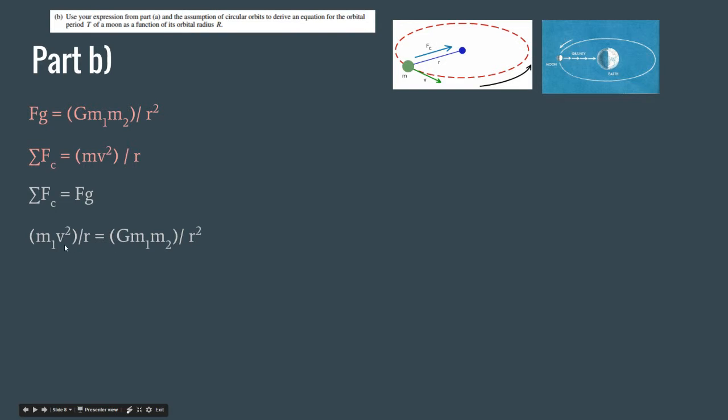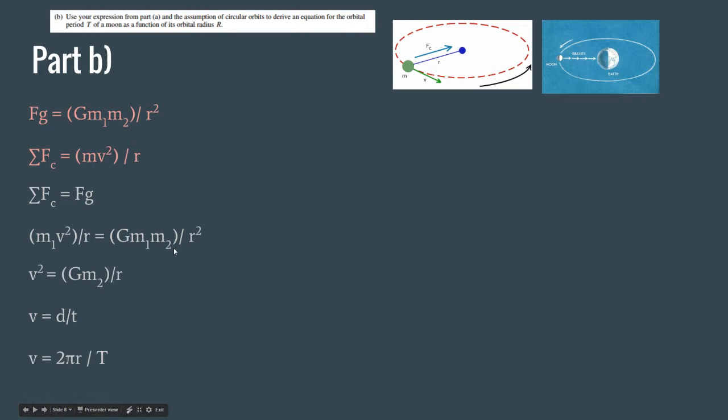Now what we're going to do here is say the net centripetal force acting on the moon, and the moon is going to be m1 in this problem. So here we've taken basically the net centripetal force equation, and we've set it equal to the gravitational force between two objects equation.